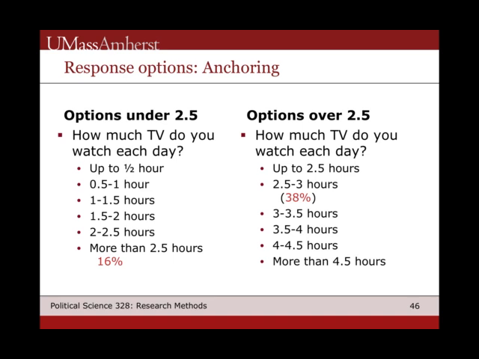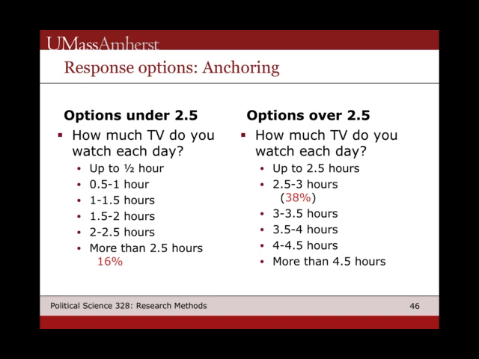Another way that response options can matter is a phenomenon called anchoring. We noticed the anchoring type of phenomenon before when we looked at things like if you had people rate higher status occupations earlier or later. Another example of this might be how much TV do you watch each day? If you give them more than 2.5 hours as the highest option, only 16% of people choose it. They don't want to think they watch the most TV of everyone else, right? So they're anchored into this thinking, well, this looks sort of normal and I'm about average, so I must be watching, say, 1.5 to 2 hours.